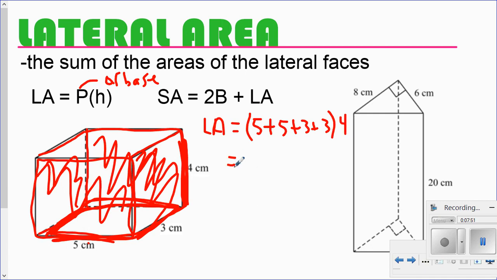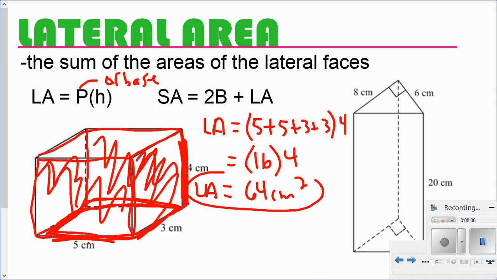So 5 plus 5 plus 3 plus 3 gives me 16. And 16 times 4 is 64, and these are centimeters squared. So if you're asked to calculate the lateral area, meaning the sum of the areas of the lateral faces, then you would get 64 centimeters squared for the lateral area. Now we're going to use the lateral area to get the surface area. We already did this problem the long way using the net and figuring out all the areas of the bases and adding them together.